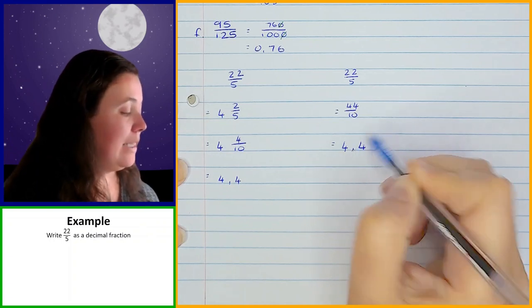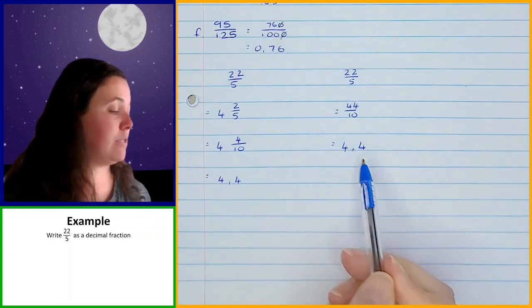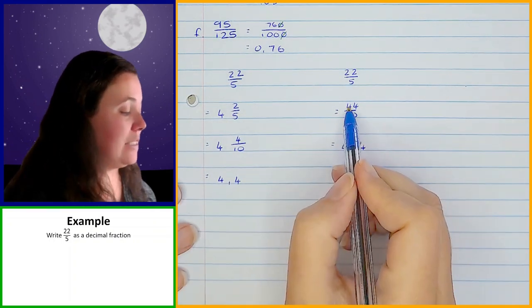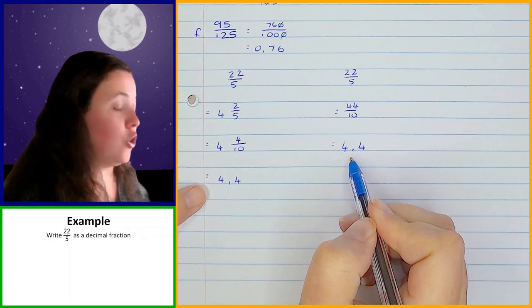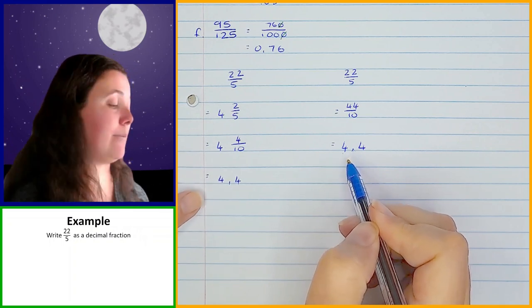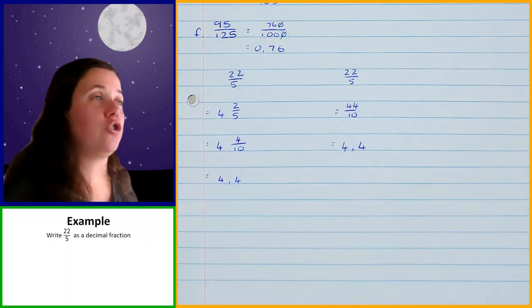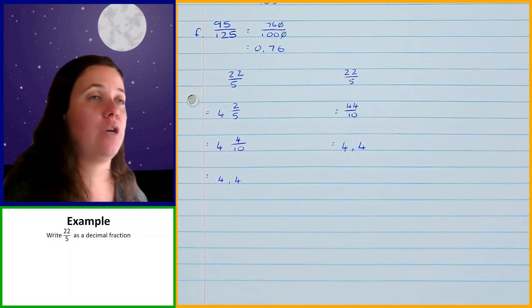The comma is separating the tenths position from the ones position. And that means that this ends up in the ones position over here. So you end up with 4, 4, the same as what we had over there. Either method is absolutely fine, and you can choose which way you want to do it for any question that you have. Right.